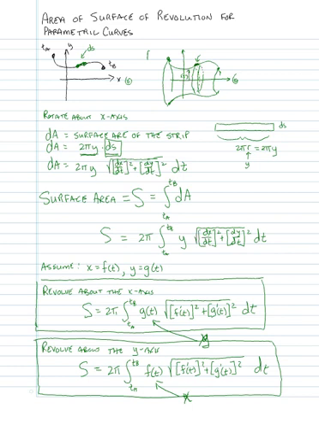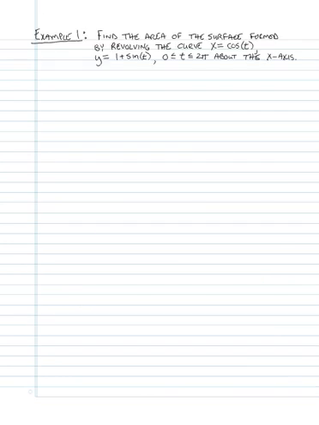So let's see how we can use this in an actual problem. Okay, in this first example, we're to find the area of the surface formed by revolving the parametric curve defined as x equal cosine t, y equal 1 plus sine t for t's between 0 and 2 pi. We revolve that curve about the x-axis.